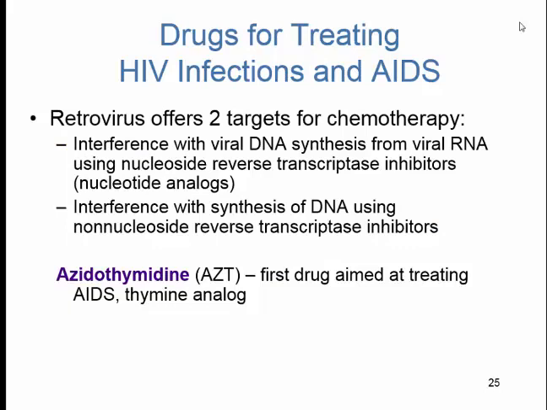So HIV and AIDS, the big HIV drug that you want to consider is AZT, so azidothymidine. It is a thymidine analog, and it's been very successful. It interferes with the DNA sequence because it works as a transcriptase inhibitor.